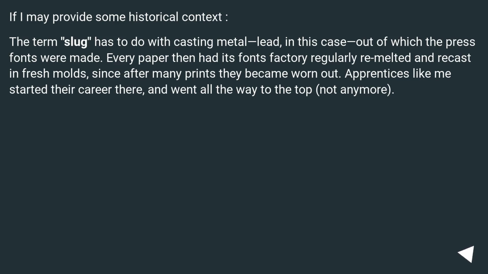If I may provide some historical context. The term slug has to do with casting metal, lead in this case, out of which the press fonts were made. Every paper then had its fonts factory regularly remelted and recast in fresh molds, since after many prints they became worn out. Apprentices like me started their career there, and went all the way to the top, not anymore.